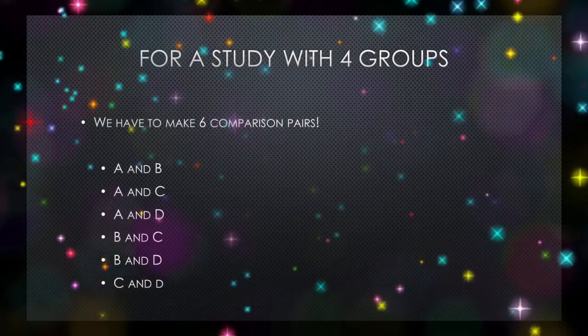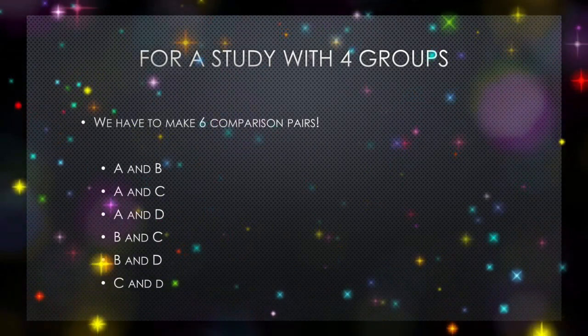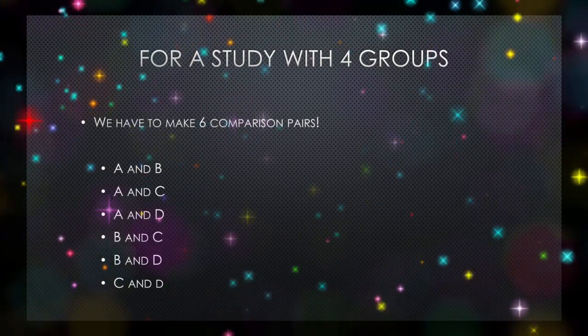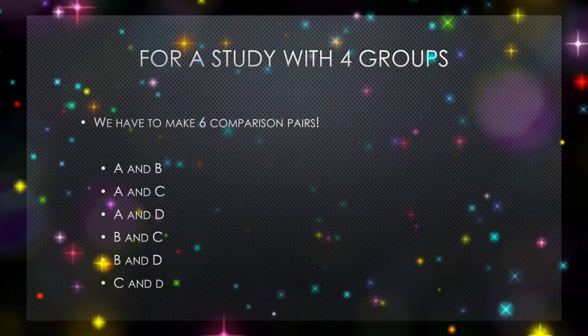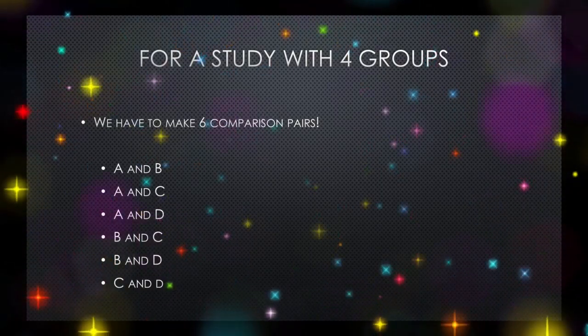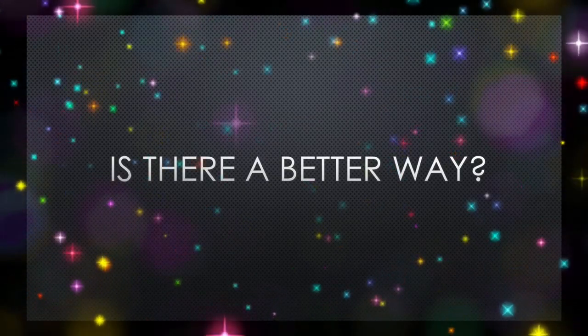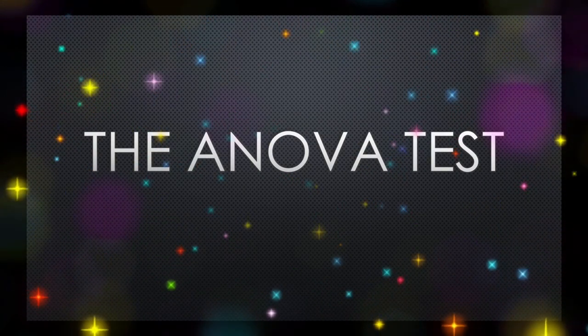And the more groups that you have in your study, the more comparison pairs that you have to make. So for a study with four groups, you have to make six comparison pairs. You can see how this is going to be a very time consuming thing. So, is there a better way? Of course, and that is the ANOVA test.